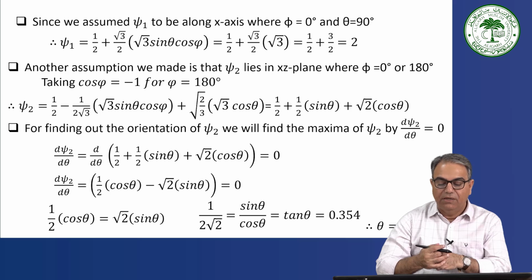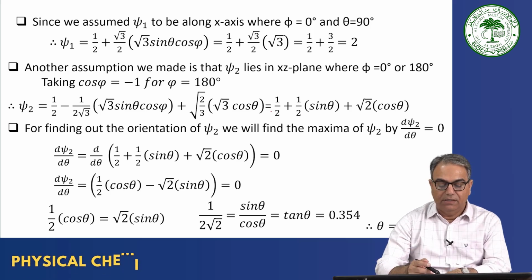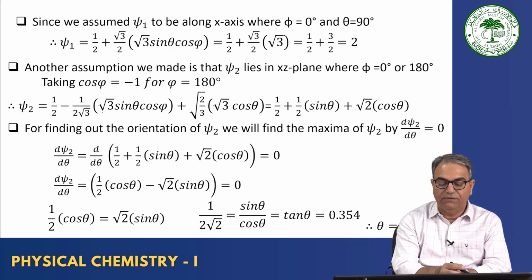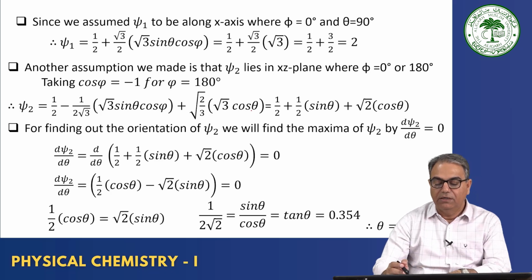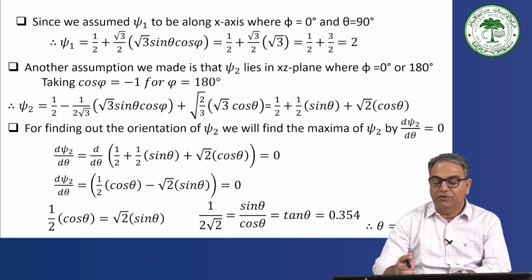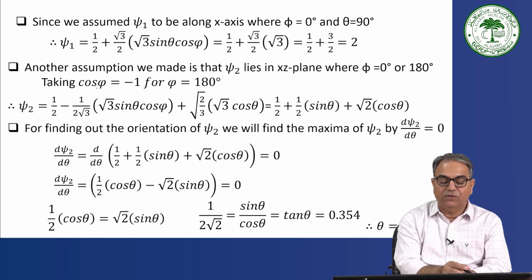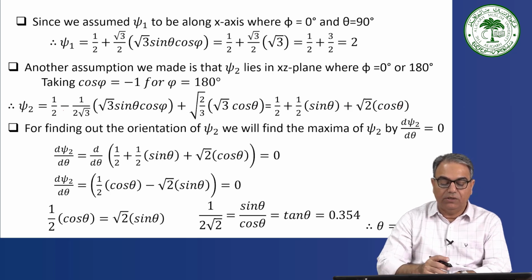You find this as 1 by 2 minus 1 by 2 root 3 times root 3, and then plus root 2 by root 3 root 3 cos theta. So it is 1 by 2 plus 1 by 2 sin theta, root 3 and root 3 will go, plus root 2 cos theta. Only phi angle I have taken, so theta will remain. The cos phi became minus 1, so the minus sign multiplied by this minus sign became positive. Here you have cos theta only, so cos theta remains. So 1 by 2 plus 1 by 2 sin theta plus root 2 cos theta you have.